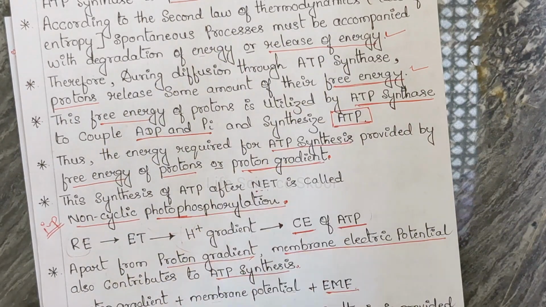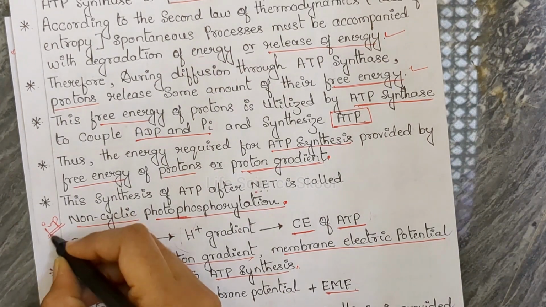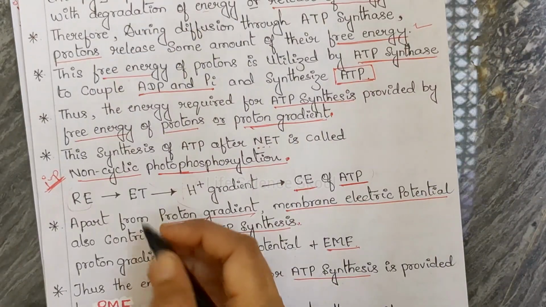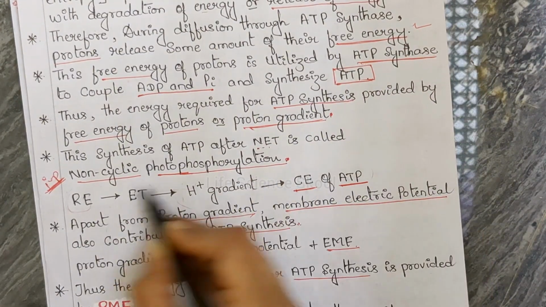The synthesis of ATP after non-cyclic electron transport is called non-cyclic photophosphorylation. This is the important point which I have mentioned here. And to summarize it, to help you, I have given the short form here.